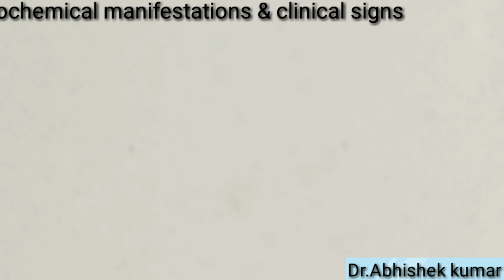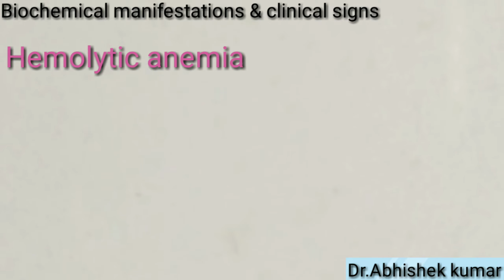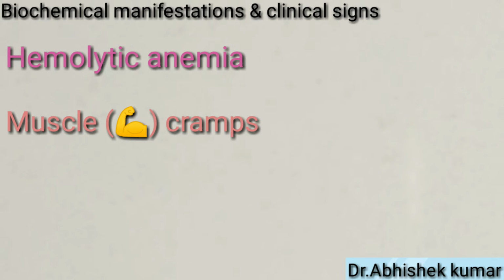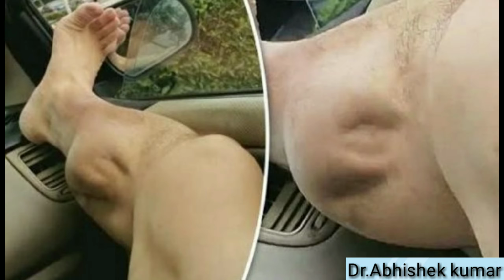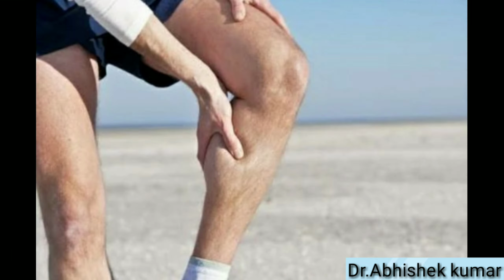Tarui's disease. Biochemical manifestation and clinical signs: hemolytic anemia is a clinical sign, and muscle cramps, hemolysis. You can see the picture of muscle cramp in the calf muscle here.